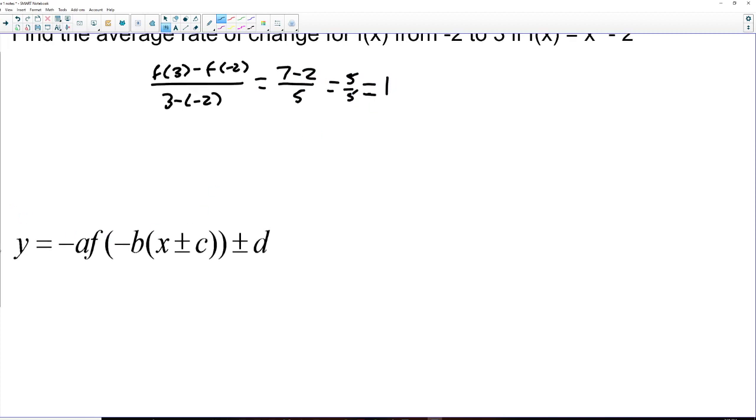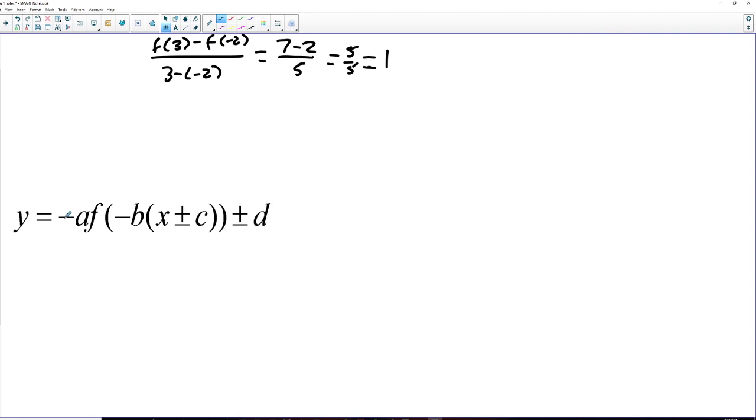Now, this has to do with transformations. When you have a negative on the outside, that reflects over the x-axis. This a right here, that's going to be a stretch or shrink vertically by a factor of a. A negative on the inside, that's going to reflect over the y-axis.